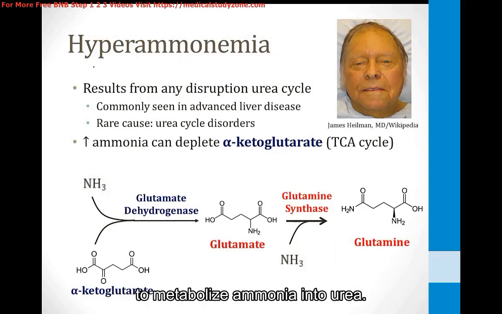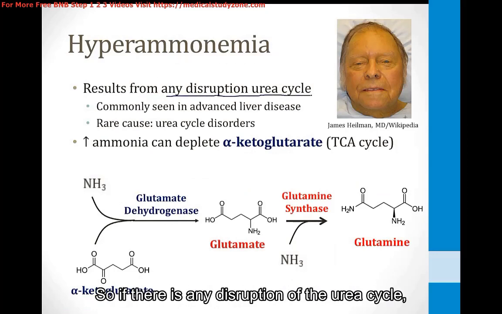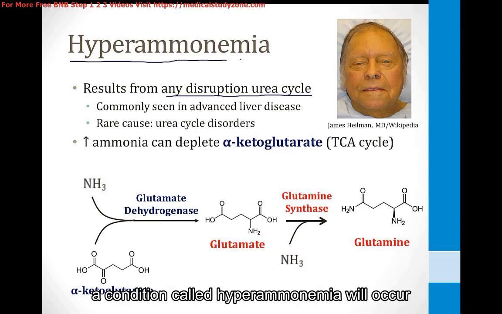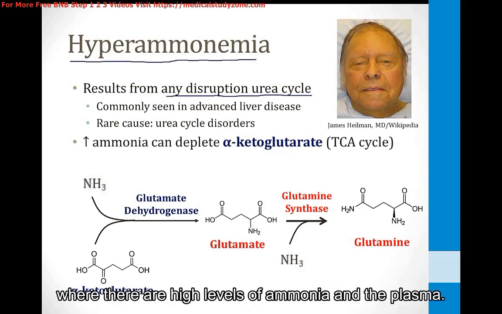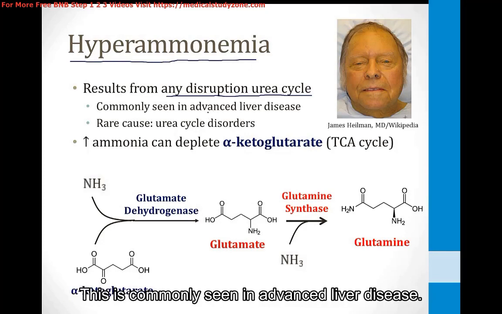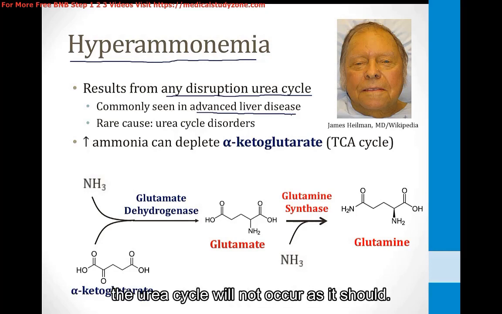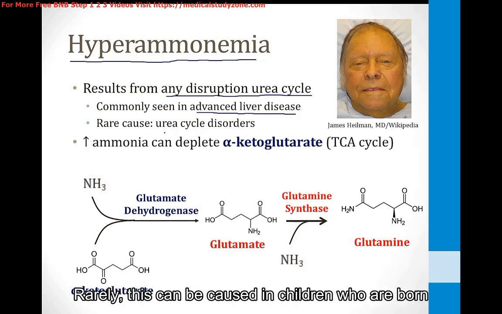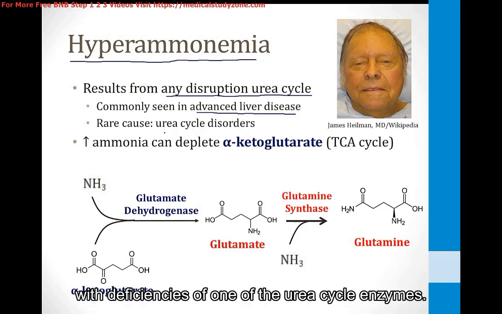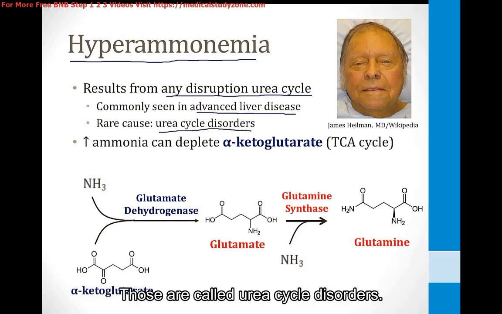So the point of the urea cycle is to metabolize ammonia into urea. So if there is any disruption of the urea cycle, a condition called hyperammonemia will occur, where there are high levels of ammonia in the plasma. This is commonly seen in advanced liver disease. Recall that the liver is where the urea cycle occurs. So if the liver is sick, the urea cycle will not occur as it should. Rarely, this can be caused in children who are born with deficiencies of one of the urea cycle enzymes. Those are called urea cycle disorders, and we'll talk more about those in a minute.